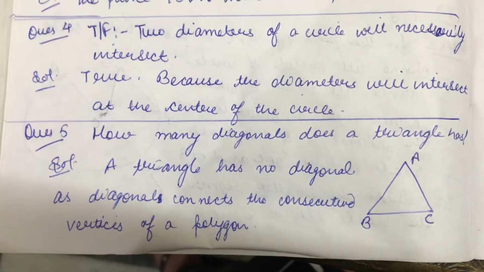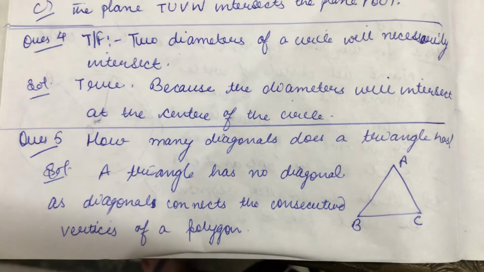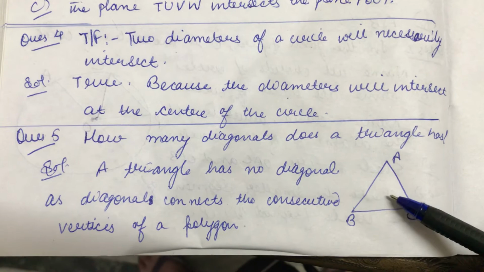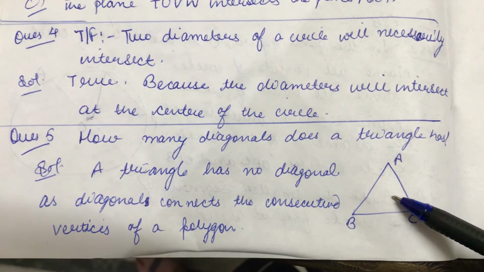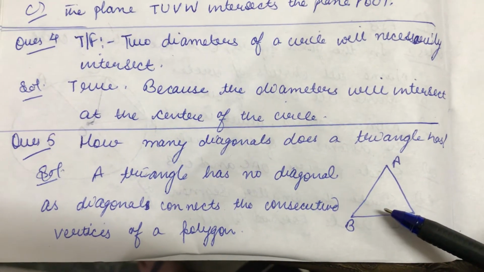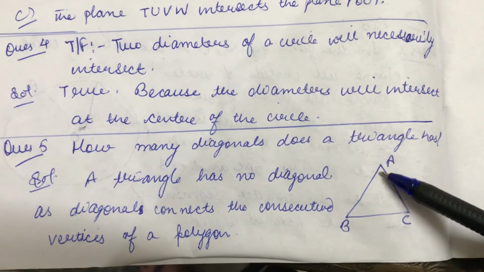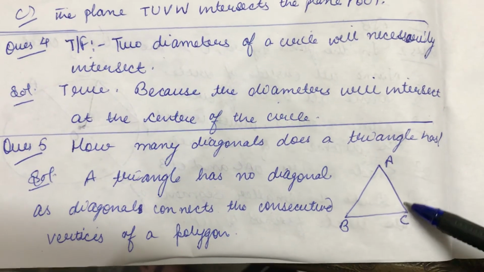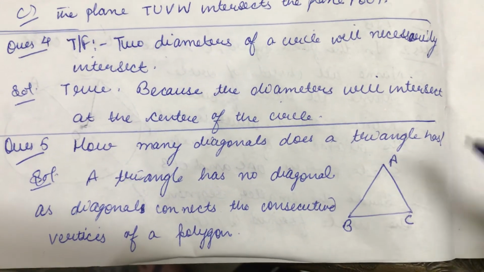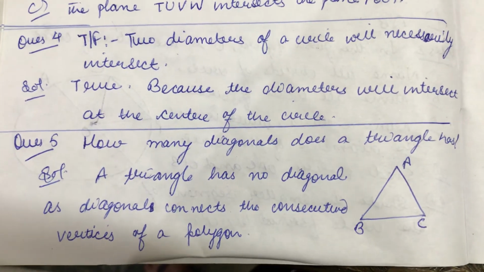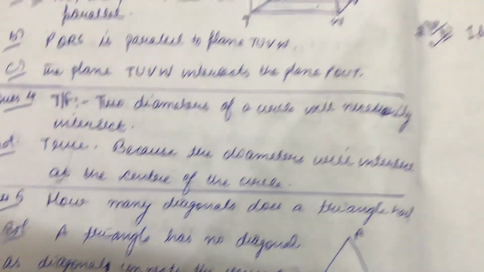Next question is, how many diagonals does a triangle have? We have a triangle of this shape. How many diagonals does a triangle have? We know a diagonal is a line which joins the non-consecutive vertices of a polygon. Now they are already joined with the sides. The vertices are already joined with the sides. So we don't have any diagonal in case of a triangle. So a triangle has no diagonal, as a diagonal connects the vertices of a polygon.